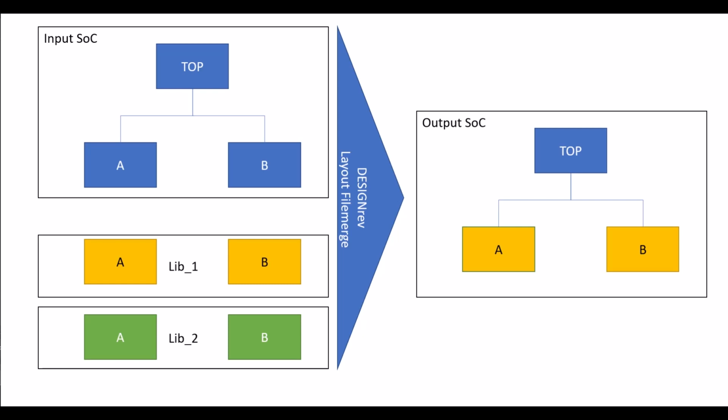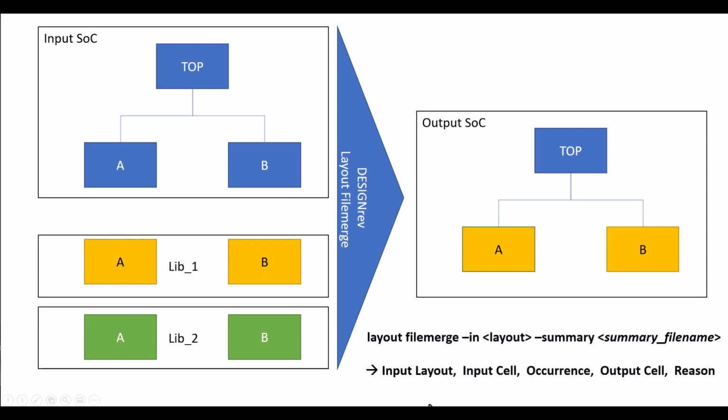For example, in the diagram here, if the subcells A and B in the input SOC as shown are replaced with cells from libraries 1 or 2, we can use Calibre DESIGNrev's Layout Filemerge to verify which library the replaced A or B cells came from. This can be done using Filemerge's Summary option.